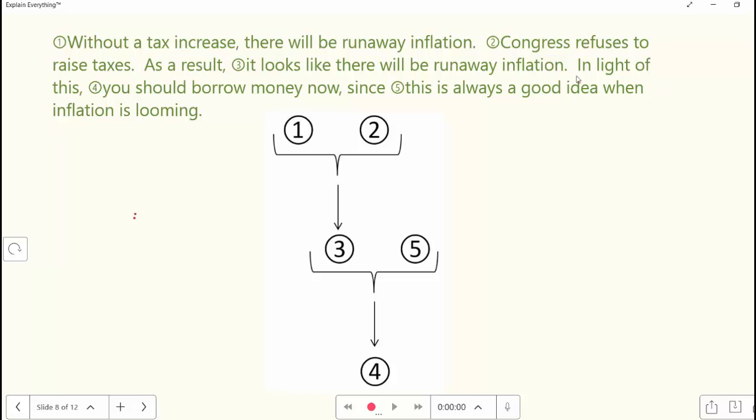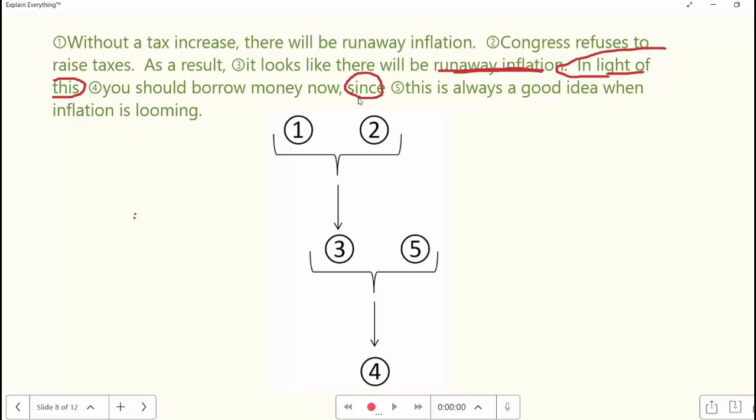Okay. But then as we move along in the argument, we get "in light of this." Well, in light of what? What is this picking out? The runaway inflation, right? So in light of the fact that we're going to have runaway inflation, you should borrow money now.